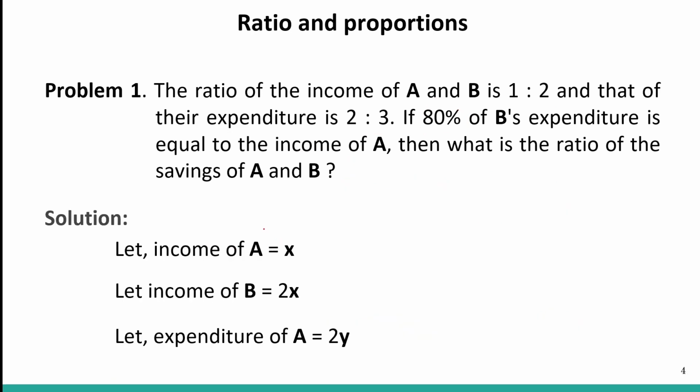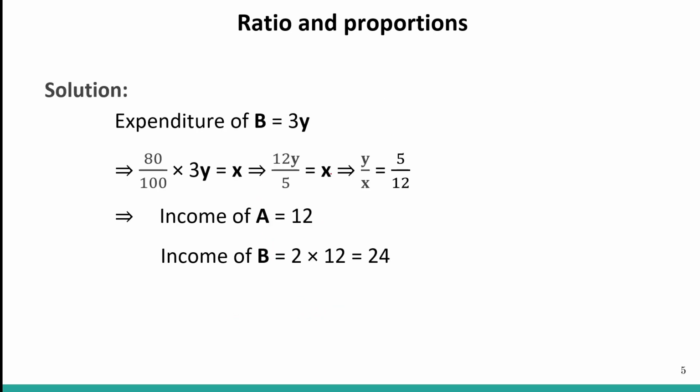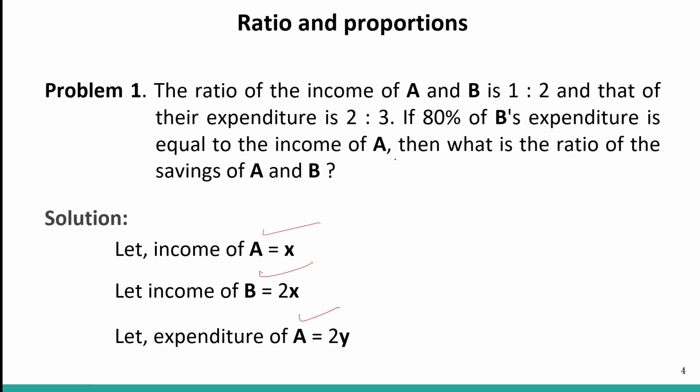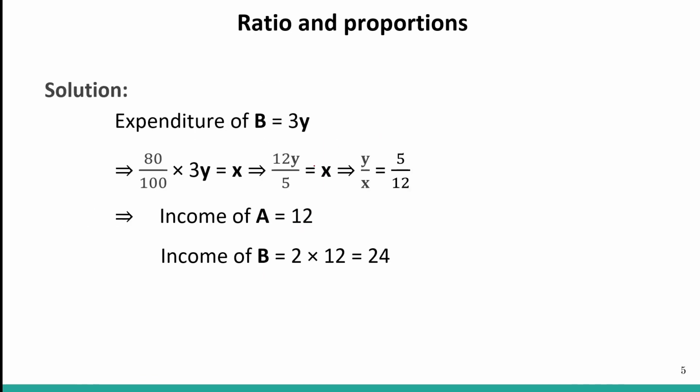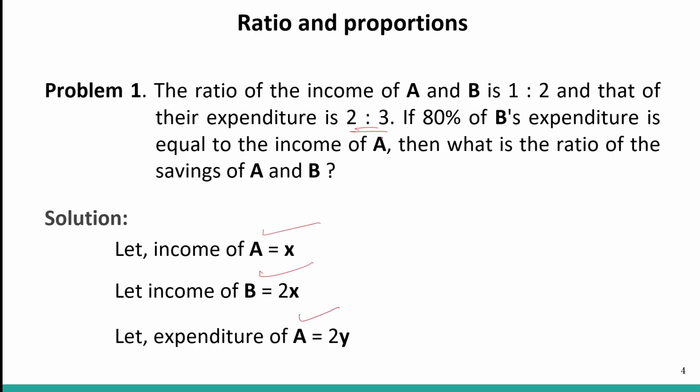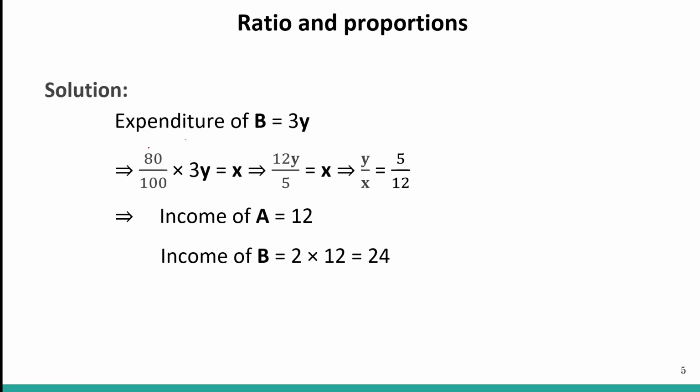So let the income of A be X. So income of B is 2X, because the ratio of income is 1:2 for A and B respectively. Let the expenditure of A be 2Y. So expenditure of B is 3Y by this ratio, right? We are given that 80% of B's expenditure is equal to income of A. So 80% of B's expenditure is 80 by 100 into 3Y, which is equal to X, that is income of A.